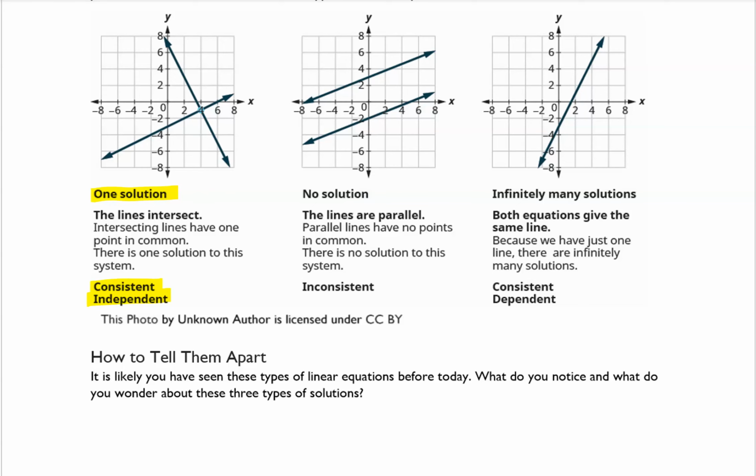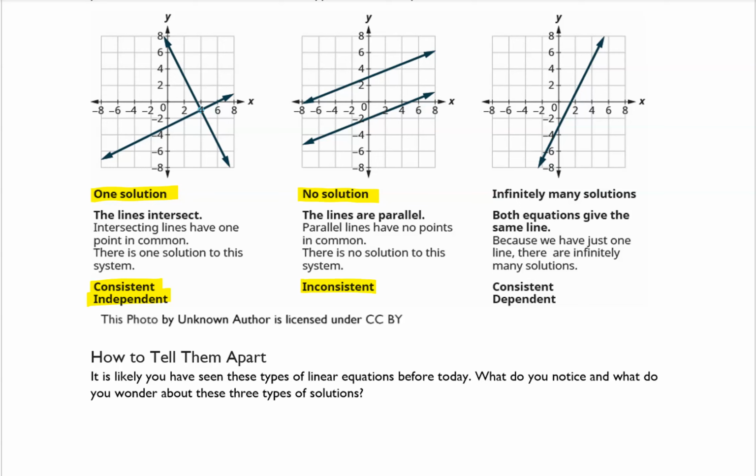The second scenario in the middle is when we have no solution. This means that the lines are parallel. Parallel lines have no points in common, and there is no solution to this system. Sometimes you'll hear this called inconsistent.